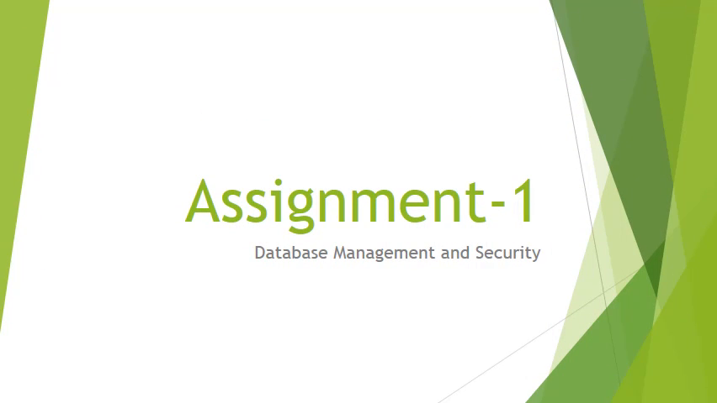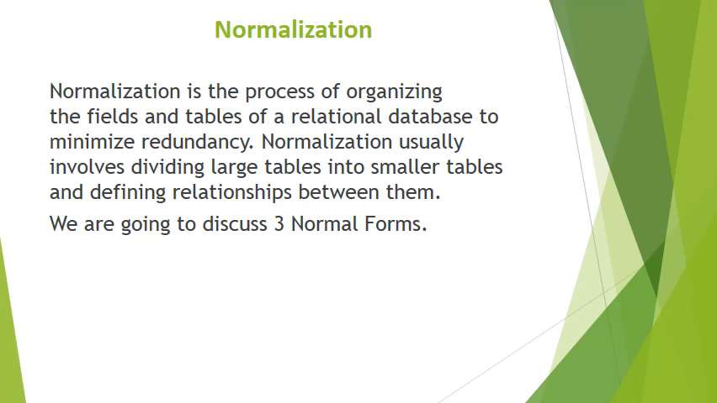Today we are going to discuss normalization with an example. Generally, normalization is the process of reducing the redundancy by organizing the fields and tables in the relational database. Usually in normalization, we divide large tables into small tables and define the relationship between them. And we are now going to discuss three normal forms.